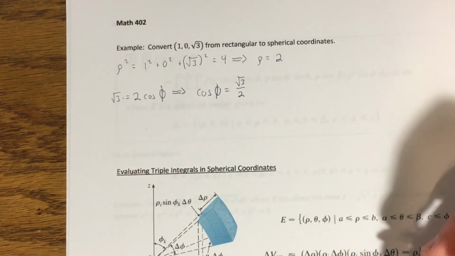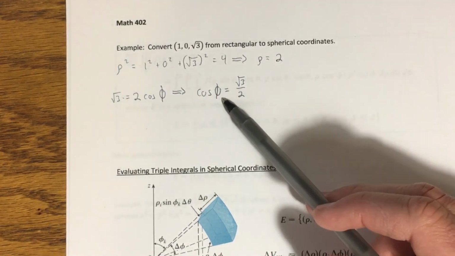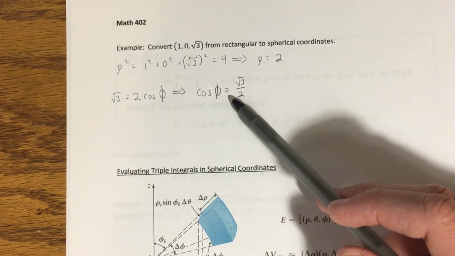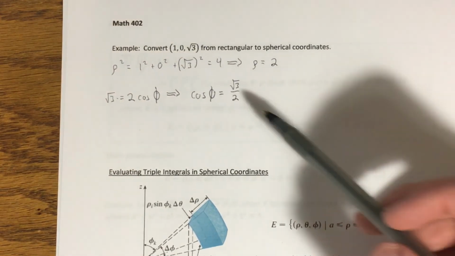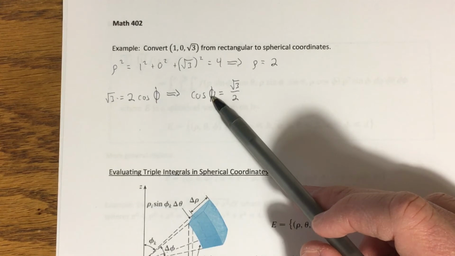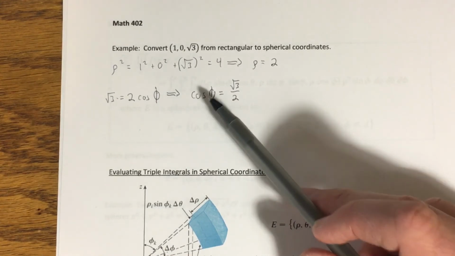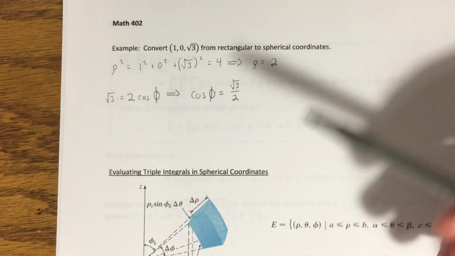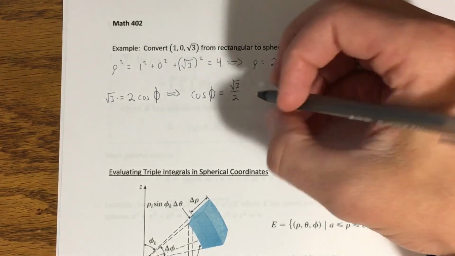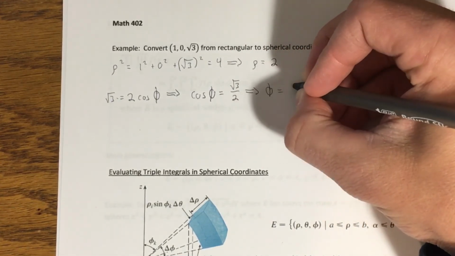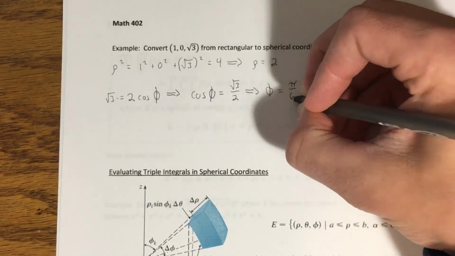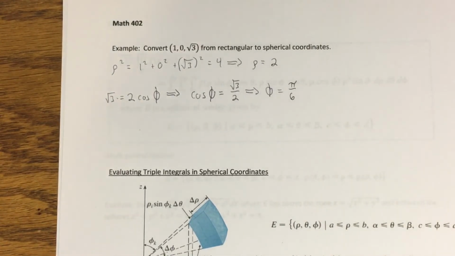Okay? I know that this would have solutions in the first and fourth quadrants if I was treating this like just a regular trigonometric equation that I wanted to solve. However, remember we have a restriction on phi. It has to lie between 0 and pi. That means that the solution that I want from this is the only solution that lives in the first quadrant. So this implies that phi is equal to pi over 6. Okay, and now we have two of the three things that we need for spherical coordinates.